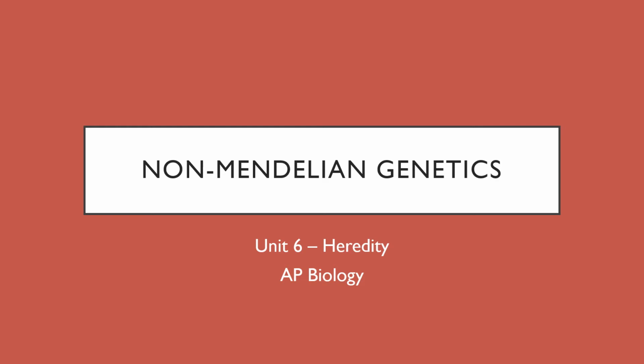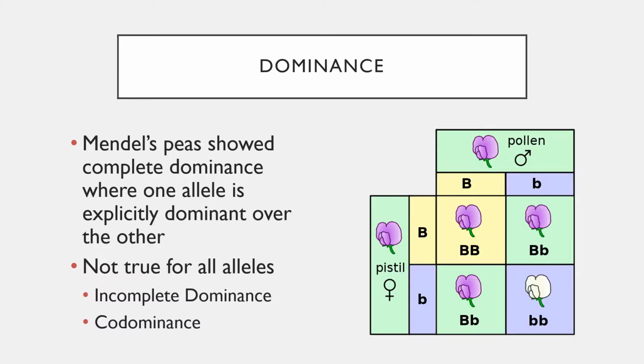So we just learned about how traits are inherited following Mendel's laws and Mendel's rules with complete dominance. But now we're going to look at other real world situations where things don't often fit into Mendel's perfect little package. So the main thing that we're going to look at first is dominance.